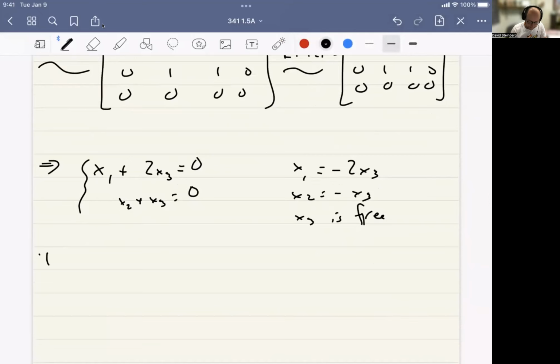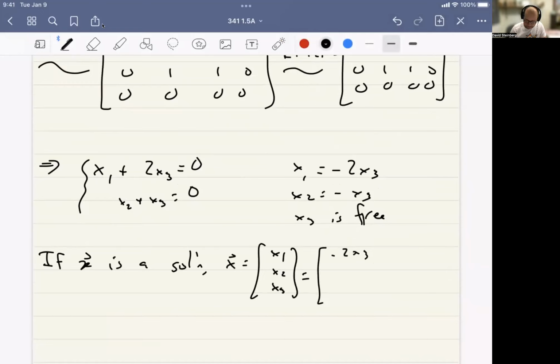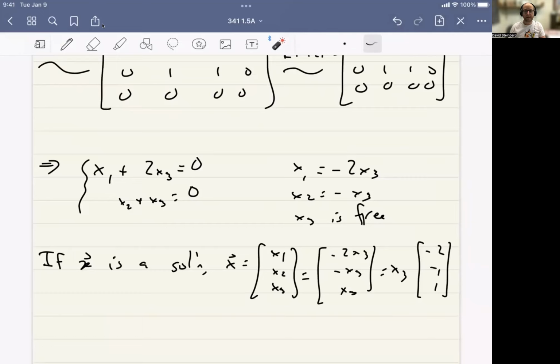Okay, so if x is a solution, x1, x2, x3, this is just going to be equal to -2x3, -x3, and x3. Or if you pull out a common factor of x3, we just get -2, -1, 1. And so sure enough, we do get infinitely many non-trivial solutions to our homogeneous equation. Any multiple of this vector gives you a solution. Right, and they're all non-trivial except for when x3 is the number 0.